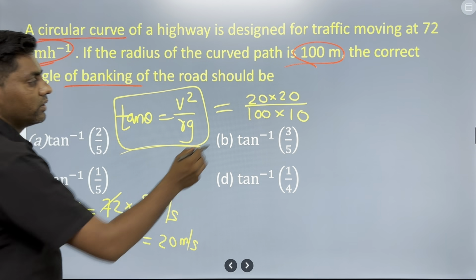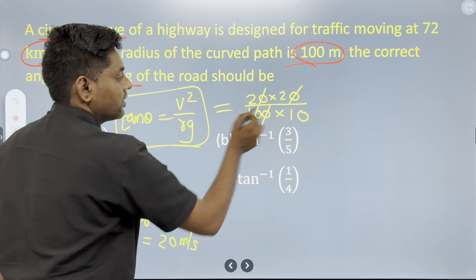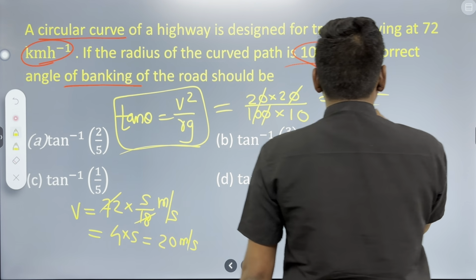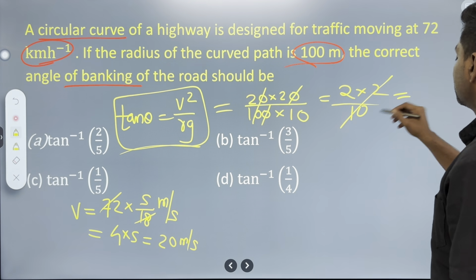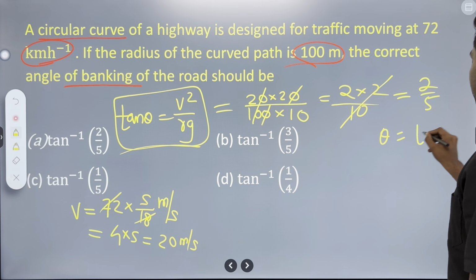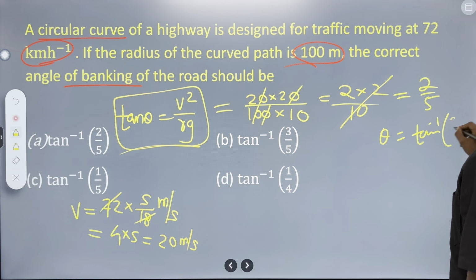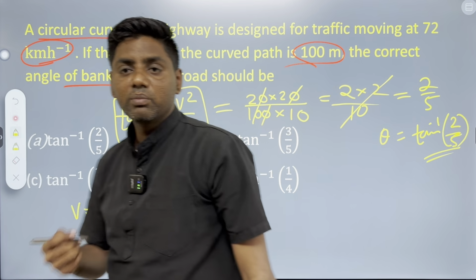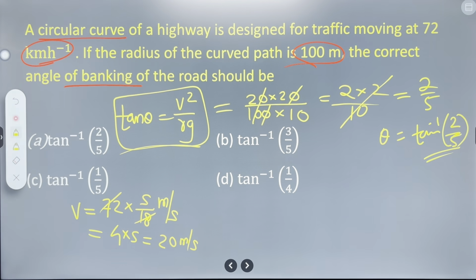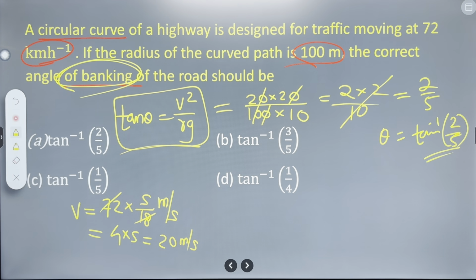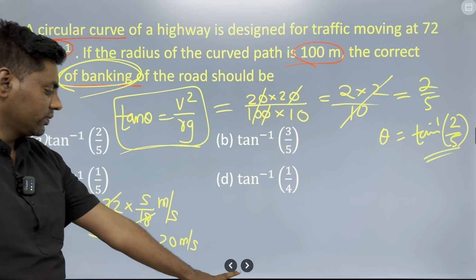Two zeros get cancelled. What is remaining? 2 into 2 divided by 10. So 2 ones are 2, 2 fives are 10, that is 2 divided by 5. So what is the value of tan theta? That is tan inverse of 2 divided by 5. The question was very simple but very important. Many times they ask examples on the basis of angle of banking, so you have to do this well. We go for the next example.